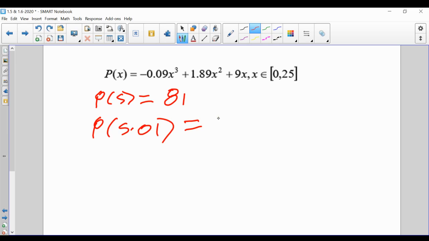81.212 actually. When I round that last one there, 81.212. Can we agree on that rounding there, 81.212? Does that sound about right to you?